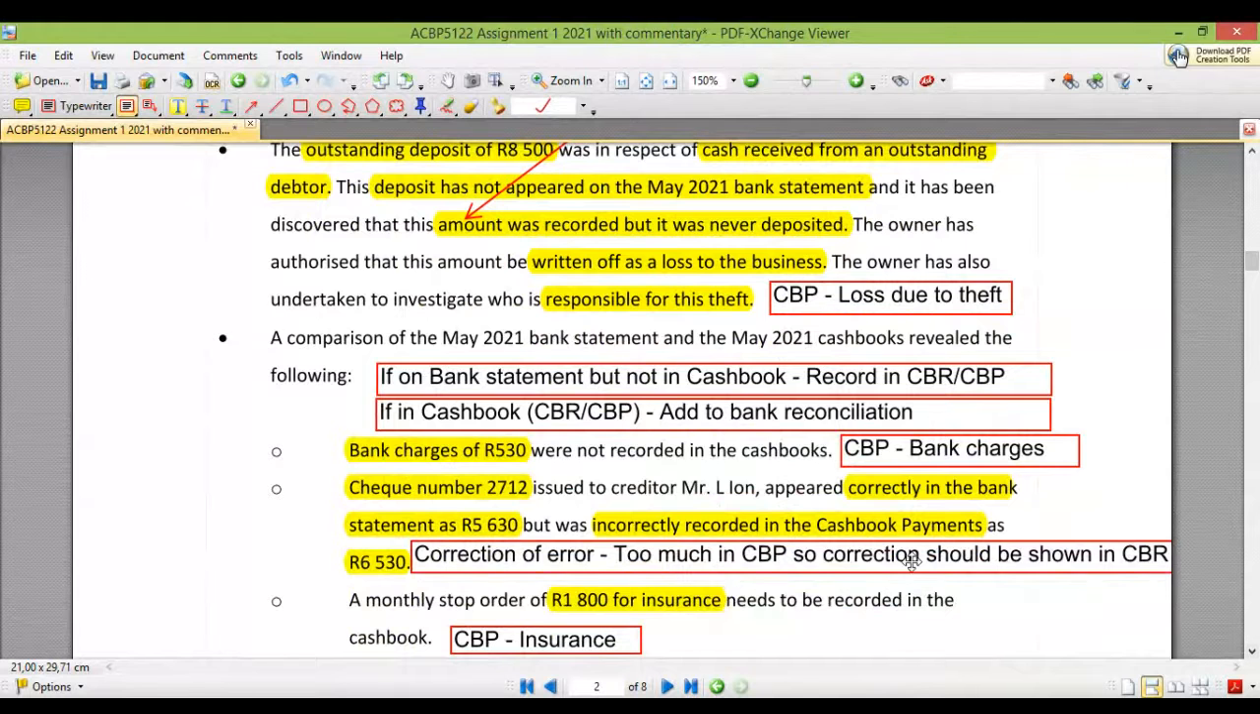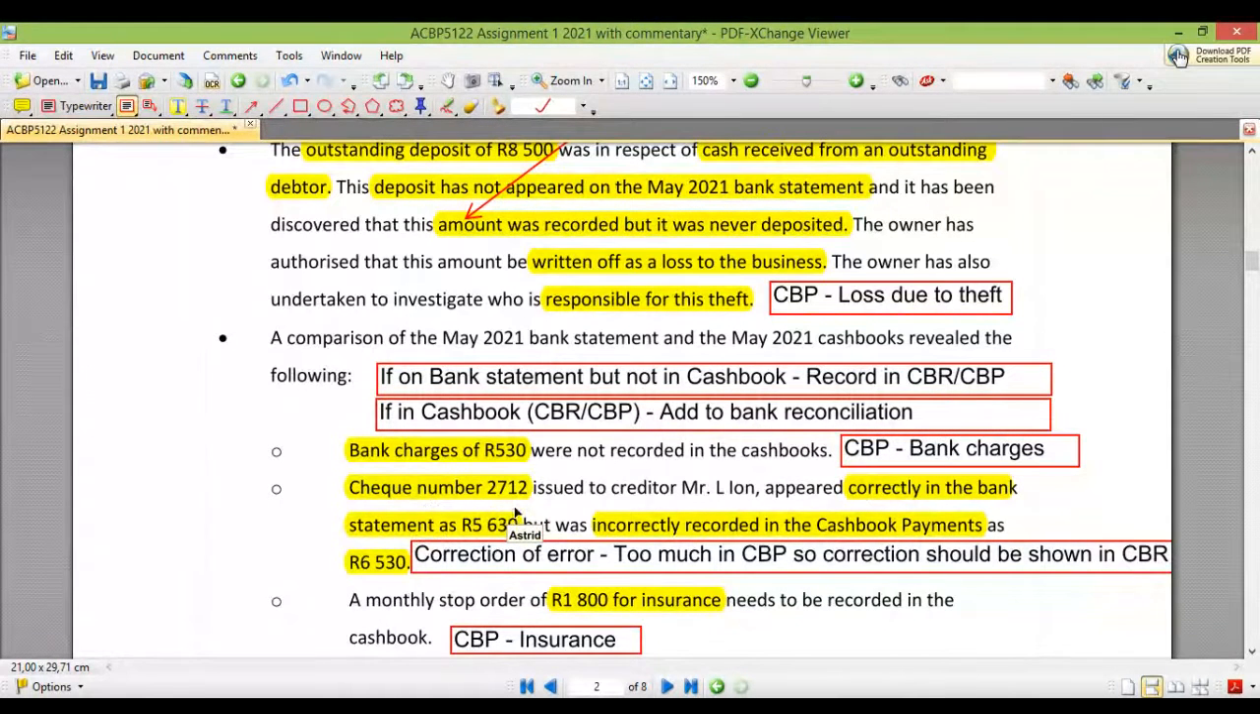So let's quickly see what transactions there were. The first one was bank charges of 530 that were not recorded in the cash books. Bank charges is an expense to the company, so we take it to the cash book payments.